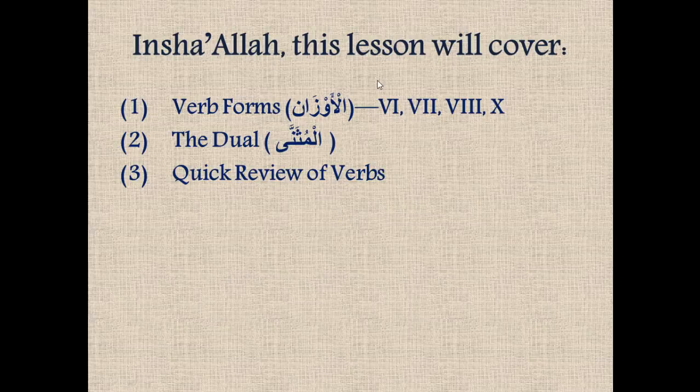In lesson number 5, we covered verb forms 2, 3, 4, and 5. Today, we'll be finishing up our discussion of the awzan by looking at verb forms 6, 7, 8, and 10. Afterwards, we'll be talking about the Arabic dual, the muthanna. We'll be learning the Arabic dual pronouns as well as the Arabic dual verb conjugations. And finally, we'll close with a quick review of verbs.